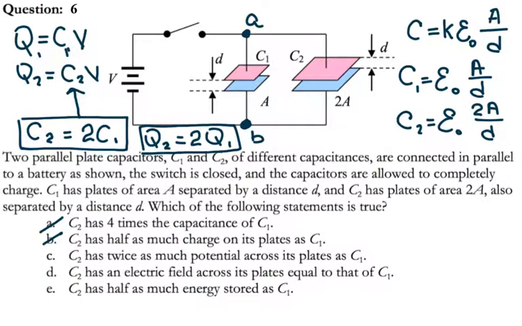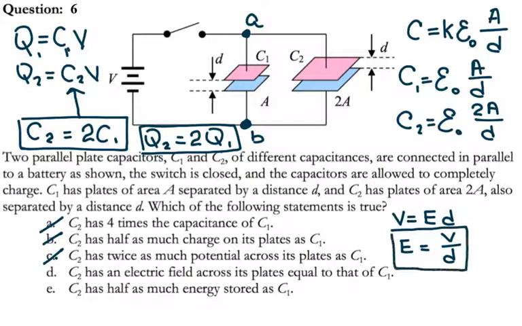And for the next one, they say C2 has twice as much potential across its plates. The potential difference is the same for them because they're connected in parallel, so that is not true. For D, C2 has an electric field across its plates equal to that of C1. So again, the voltage is equal to E times D from the previous question, and the electric field is equal to the voltage over the distance. They both have the same voltage and they both have the same distance. So it looks like D is right. C2 has an electric field across the plates equal to C1.